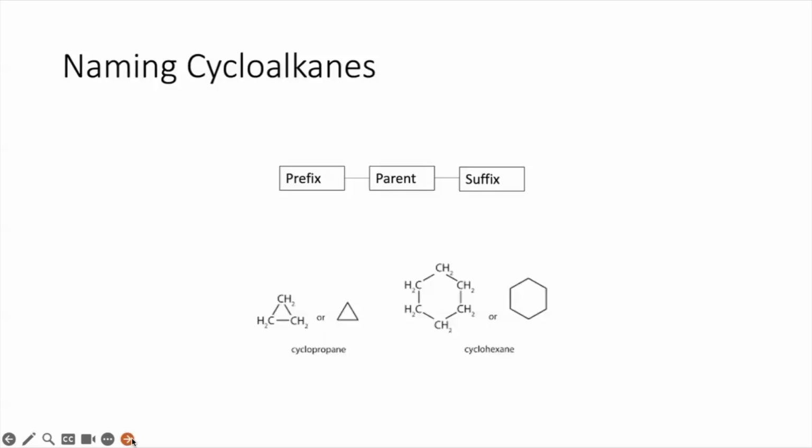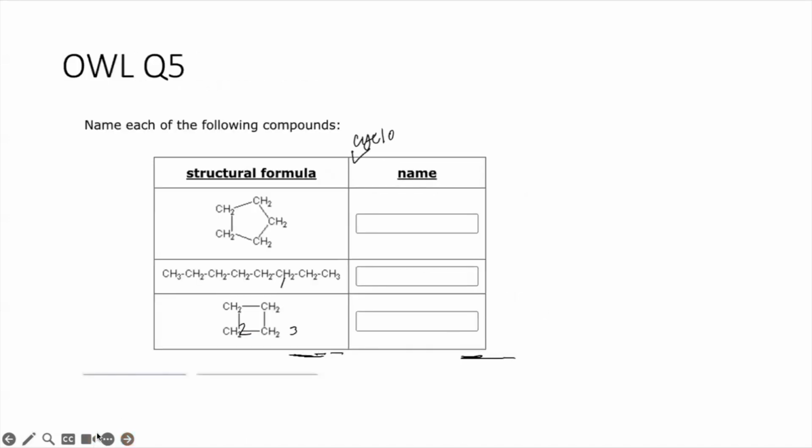So we still use the same naming rules, but in addition to everything else, we say cyclohexane or cyclopropane, right? So here is a 3 carbon structure, which makes it propane because it's all single bonds, but because they're circular, cyclopropane. Same thing here, 6 carbon structure, that's all single bond, so hexane, but because they're circular and all connected, cyclohexane. So your OWL question 5 deals with some practice, so let's go ahead and practice.